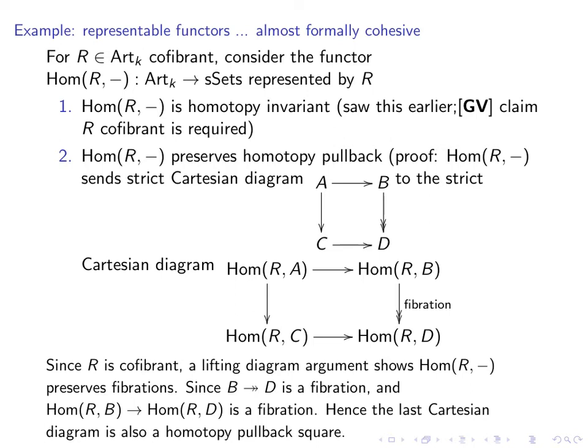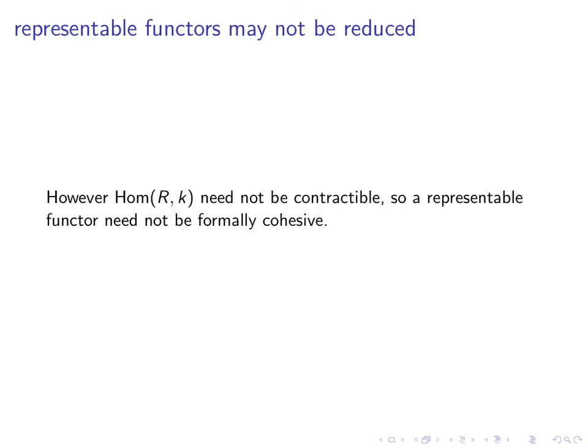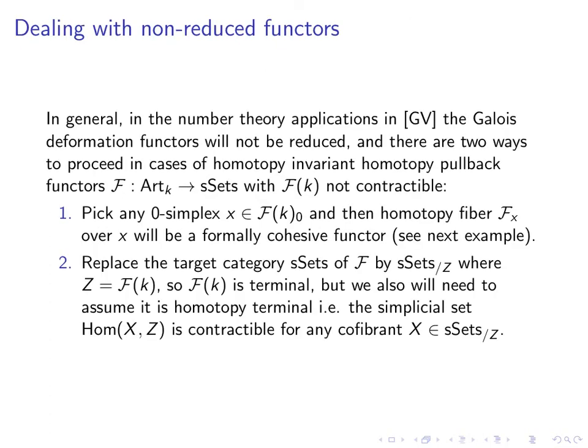And then, hence, when you have a fibration and you want to take or compute the homotopy pullback, it turns out that agrees with the strict pullback. However, Homs out of R need not be reduced, and so a representable functor need not be formally cohesive. Formally cohesive is going to be one of the hypotheses in Lurie's derived Schlesinger condition. So we'd be interested in ways of how to fix a non-reduced functor or adjust it to become reduced.